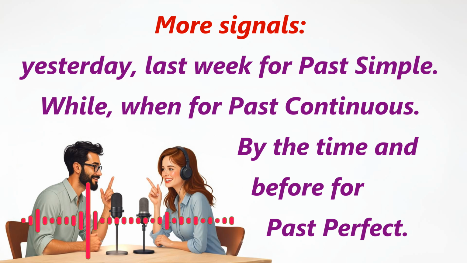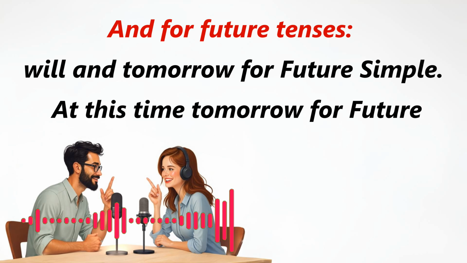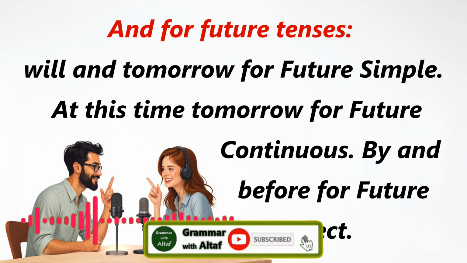By the time and before for past perfect. And for future tenses. Will and tomorrow for future simple. At this time tomorrow for future continuous. By and before for future perfect.